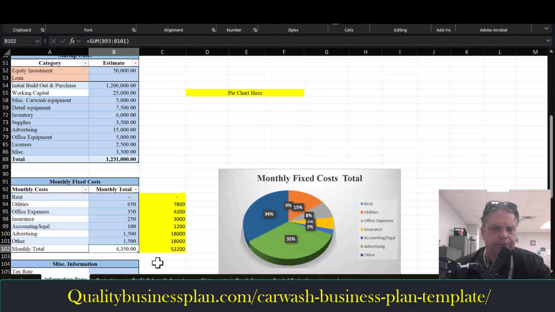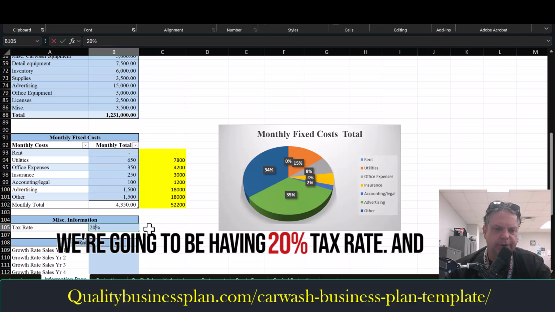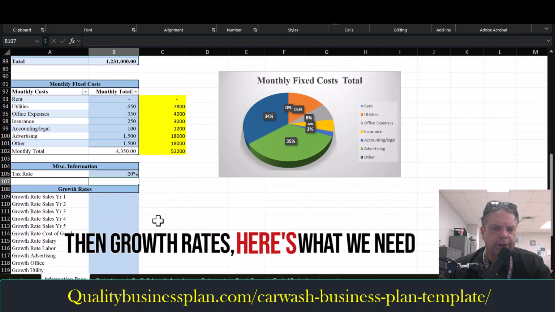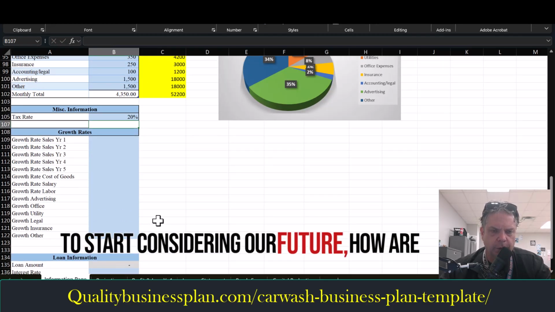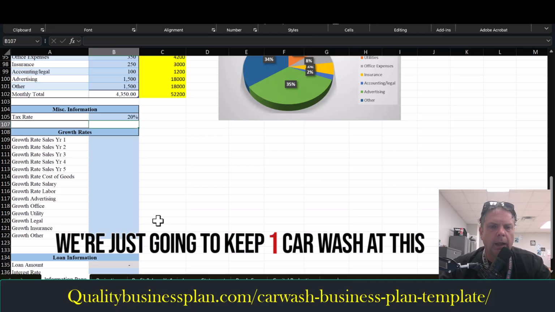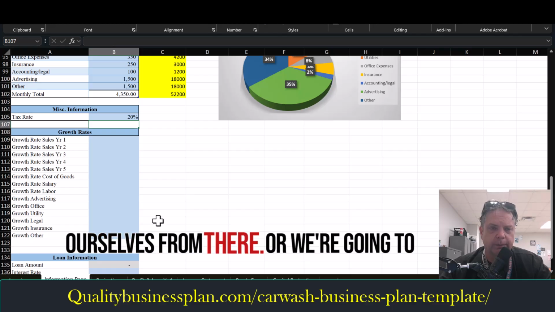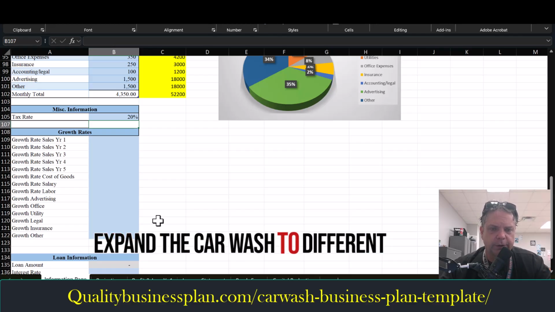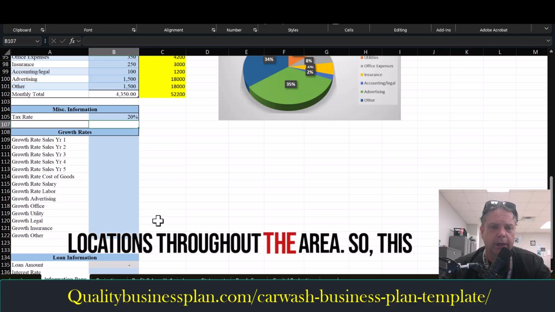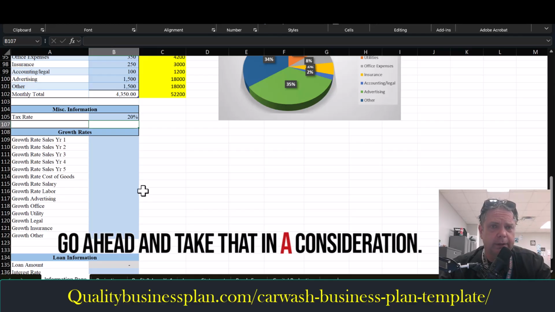The next section right here is going to be a tax rate. Let's say we're going to have a 20% tax rate. And then growth rates. Here's when we need to start considering our future. How are we going to grow our organization? Are we just going to keep one car wash at this location and call it a day and just grow our sales from there? Or are we going to expand the car wash to different locations throughout the area? So this right here, again, is when you're going to take that into consideration.